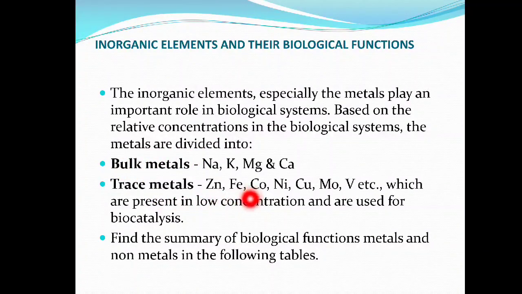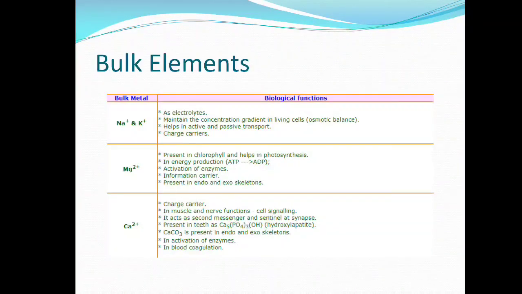These metals, even though they are present in a very small amount, play a very important role in biocatalysis. Then find the summary of biological metals and non-metals in the following tables. We have two tables next, and they are going to give the summary of the metals and non-metals in the biological system. The next one you can see the bulk metals. The bulk metals are sodium, potassium, magnesium, and calcium.